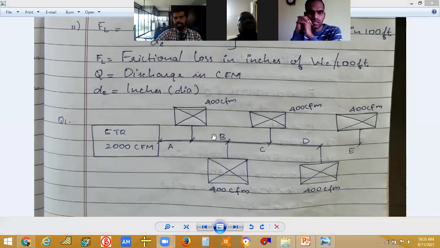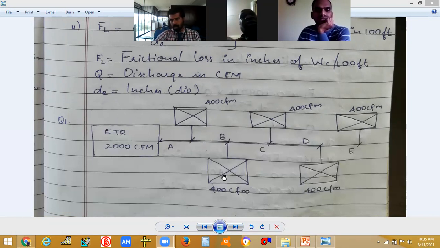The CFM which passes through node B will be 1600, because already 400 CFM is being passed through this room. So here you will be getting 2000 minus 400, 1600. Again, 400 CFM will be passing through this. So here at node C, you will be getting 1200 CFM. Again, 400 CFM will be passing through this. You will be getting 800 CFM. The rest, you will be having 400 CFM. That 400 CFM will be going to the last room.